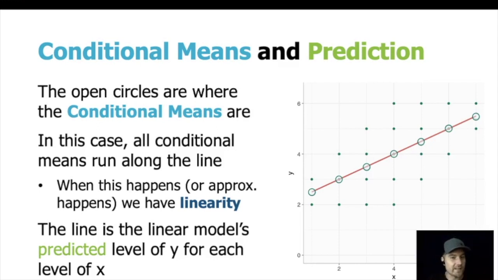This is going to make more sense as we get further into it. But that line is a special line. It's a predicted level from the regression. It goes through the conditional means, and it best represents the data.